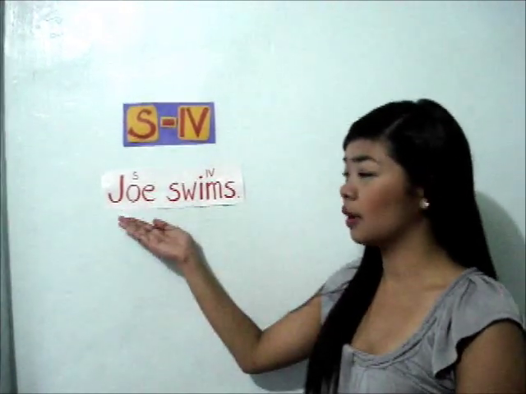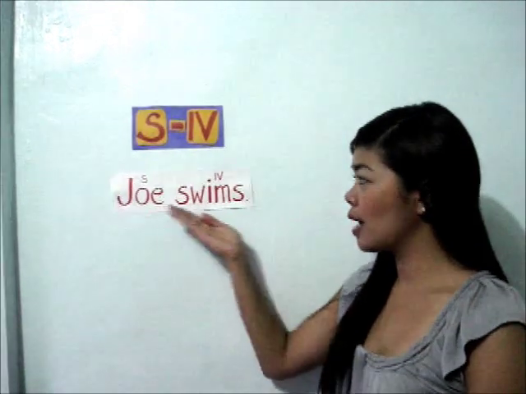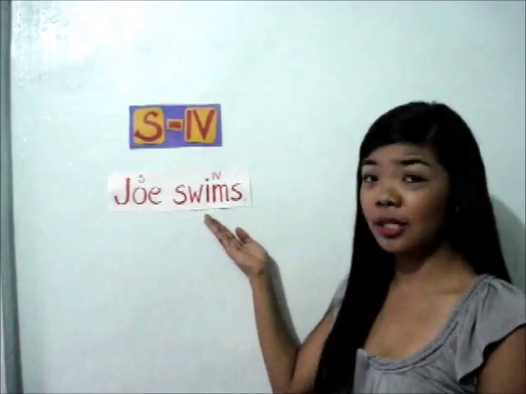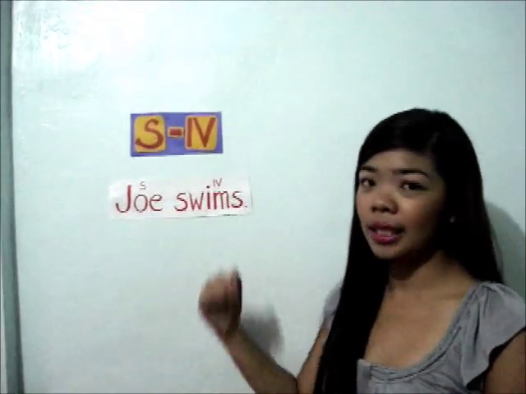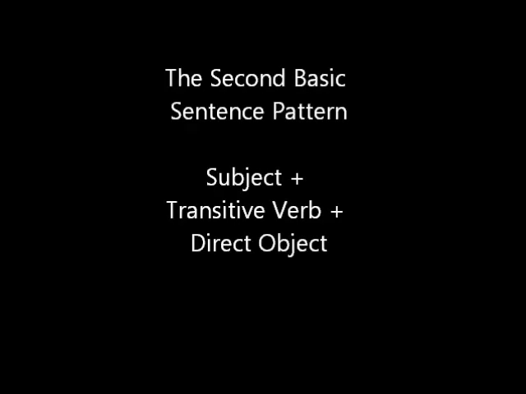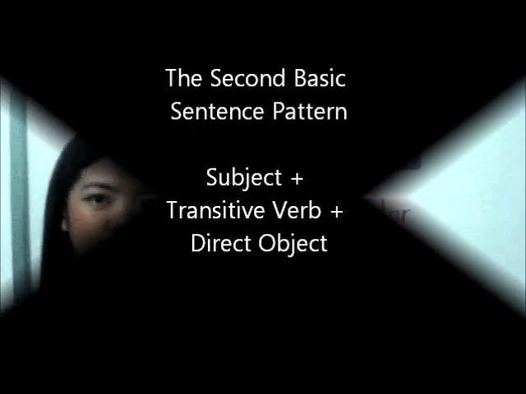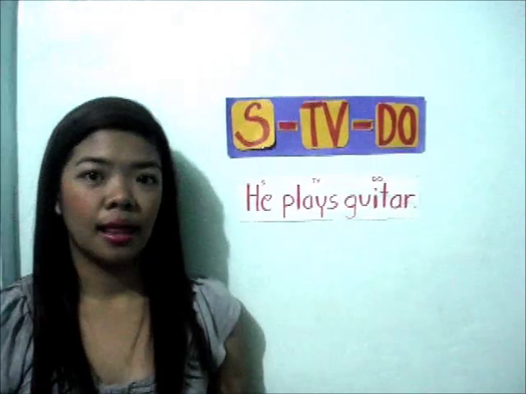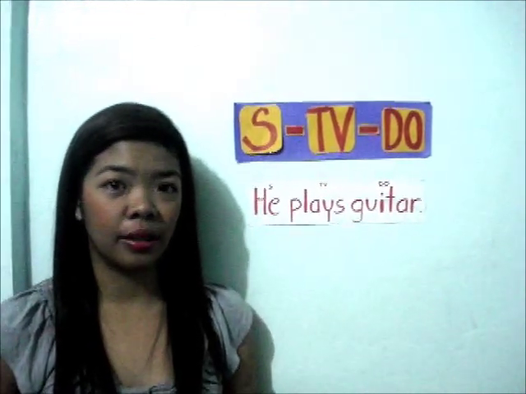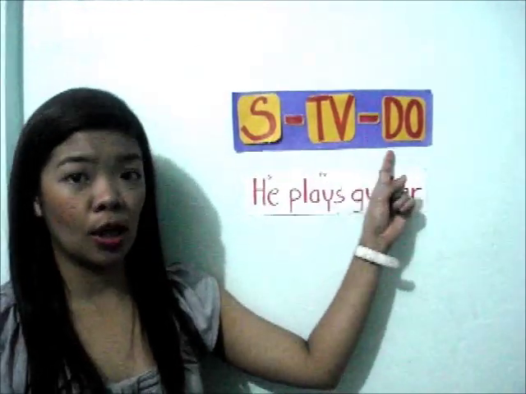So let's take a look at the first sentence. Joe swims. Joe is the subject and swims is the intransitive verb. As you can see, there is no direct object in the sentence. Now, let's move to the second basic sentence pattern. The second basic sentence pattern is the STVDO.